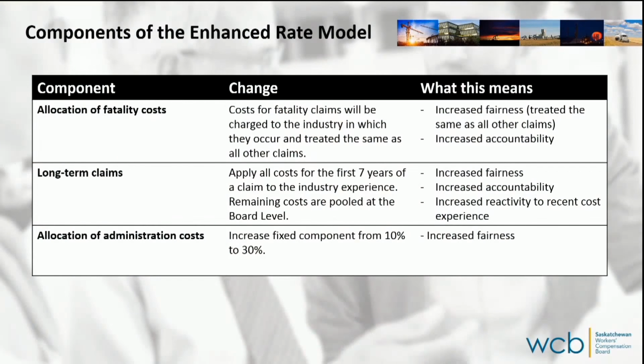And the sixth and final component of the model is the allocation of administration costs. The change here is we increase the fixed component of administration costs from 10% to 30% to better align with the allocation of fixed and variable costs to reflect the actual WCB admin structure. So the way we look at it is fixed is related to all the costs that we would have for human resources, IT, setting up employers in the system, charging them their premium rates, payroll, assessing their payroll. So all those things that we do for all employers pretty much every year.